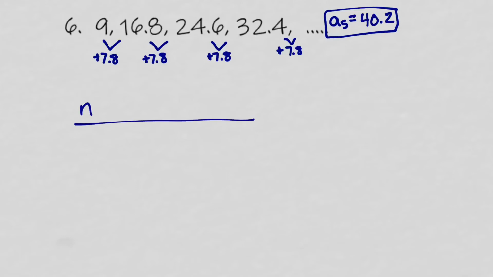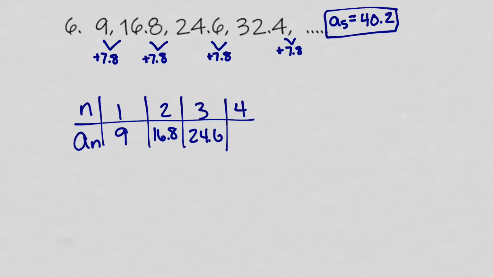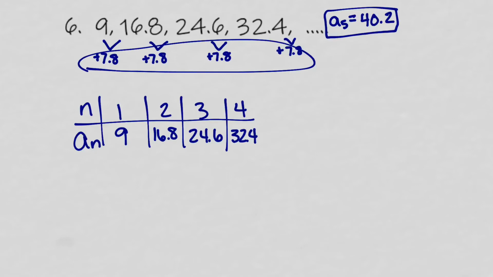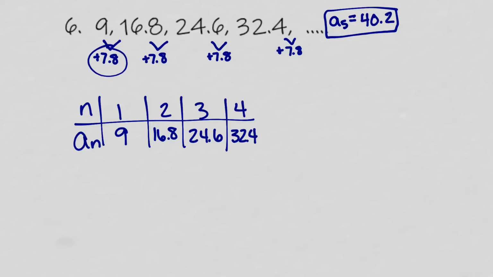So I'll get my chart here. 1, 2, 3, 4, 9, 16.8, 24.6, and 32.4. Okay, this being constant, the very first difference being constant, this is linear. So I'm going to take that change, it's going up 7.8, and I'm going to multiply it by n. And we always start with the first term, so I'm saying n is 1. Well, 1 times 7.8 is 7.8, but I need it to be 9. So to make that 9, I need to add another 1.2. Okay, so then that one does work.